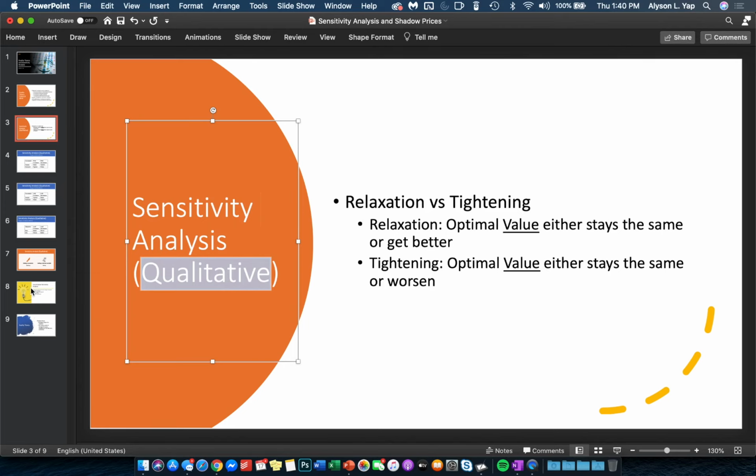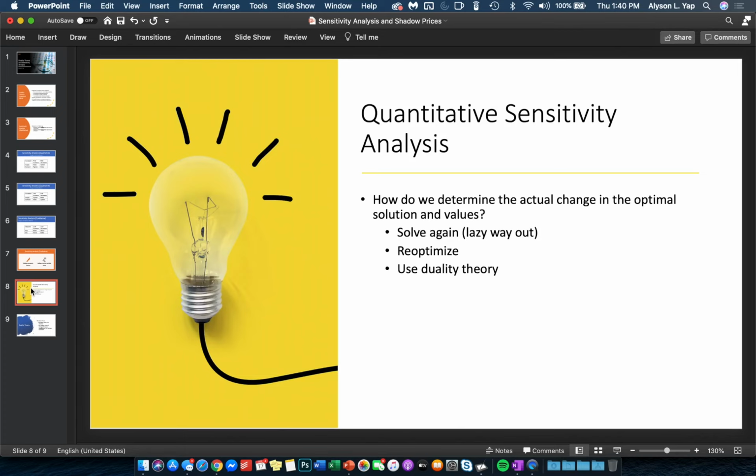What we need to know next is how exactly a change in the model will affect the optimal value and the optimal solution of that model. And that is where we will be discussing quantitative sensitivity analysis. And this is where we will be using duality theory.